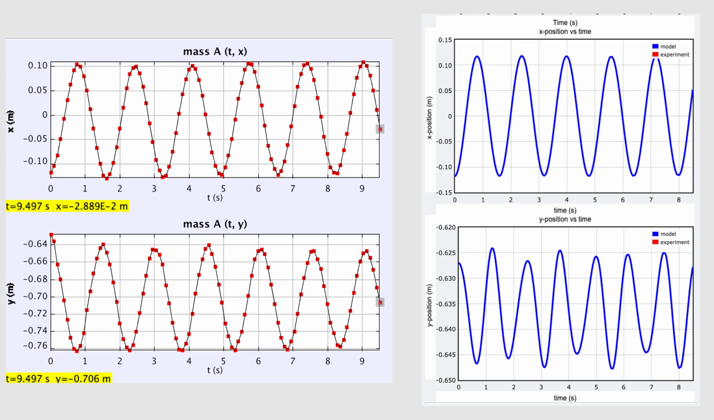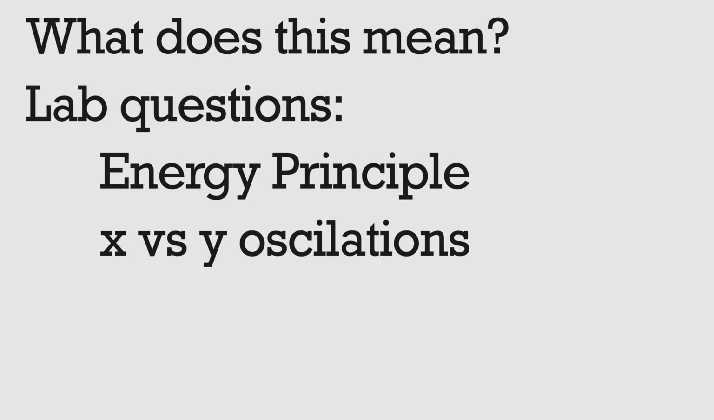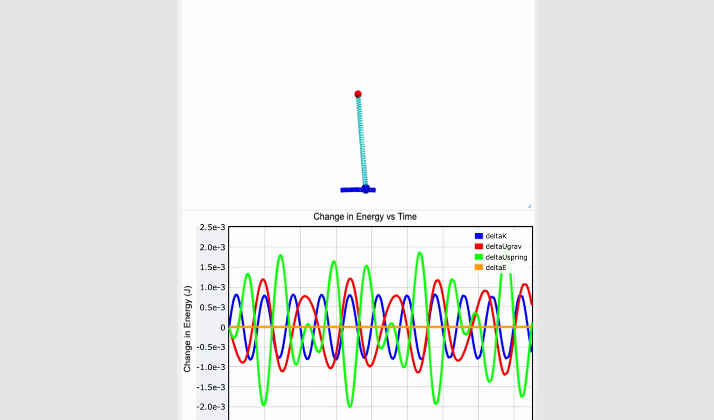So, to answer the questions, what does this mean? The energy principle is satisfied by the model because there is zero net energy. This is because the energy is transferred from one form to another instead of being lost or gained in some other way, therefore adhering to the law that no energy is created or lost, only transferred from one form to another.